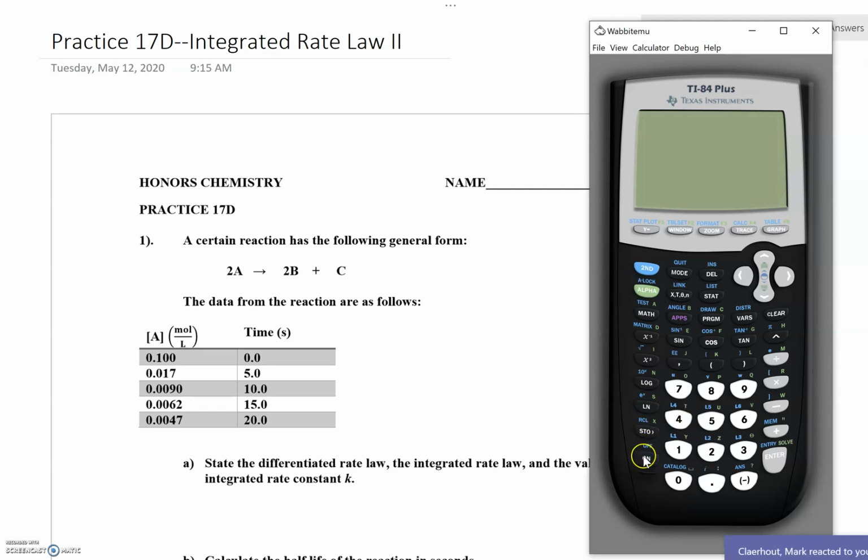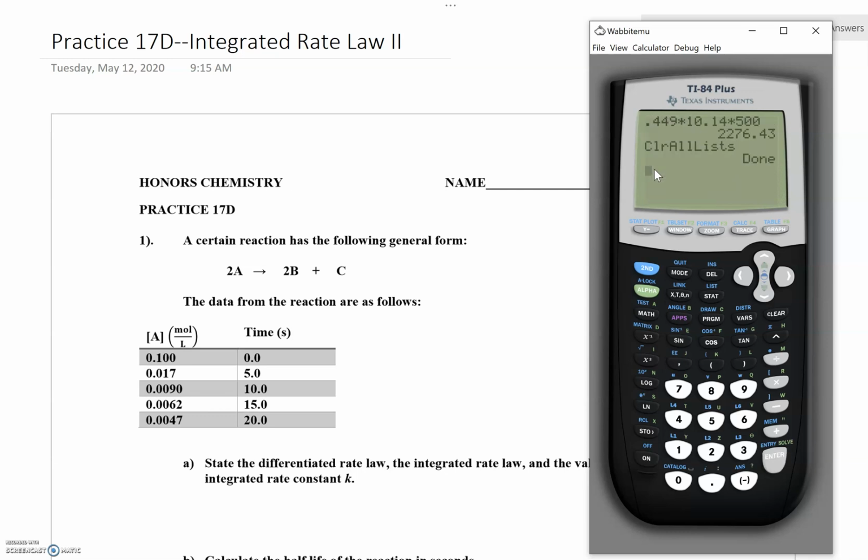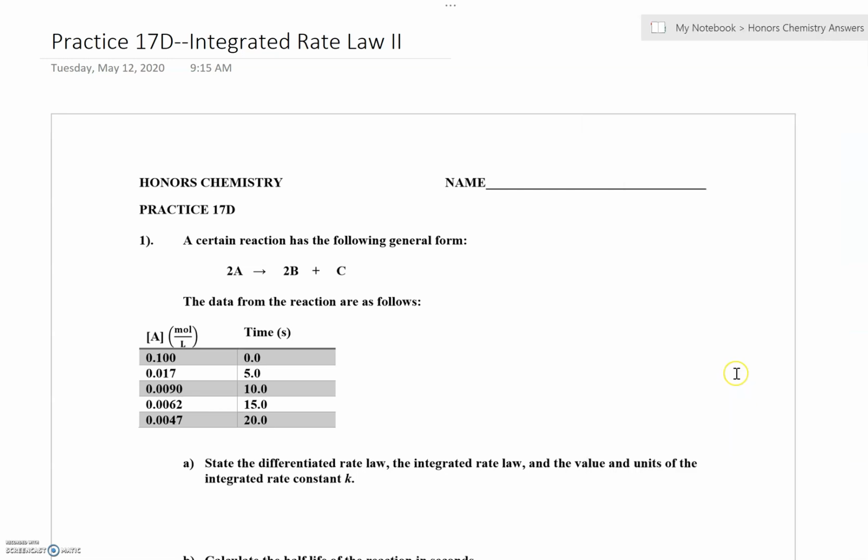So let's take a look at getting some data input into our calculator. So I'm going to clear the memory. And we're going to hit 4. And that will clear all of our lists. Okay, so now that we have that all ready to go, here we go.